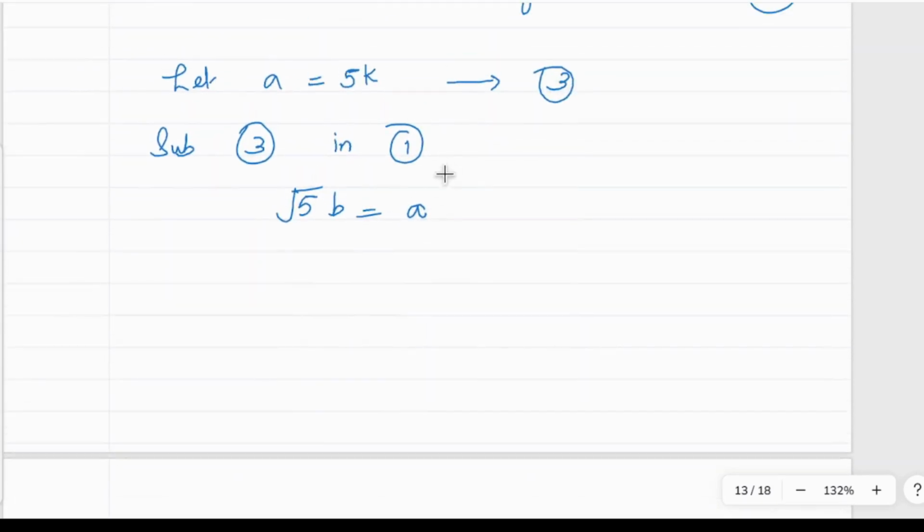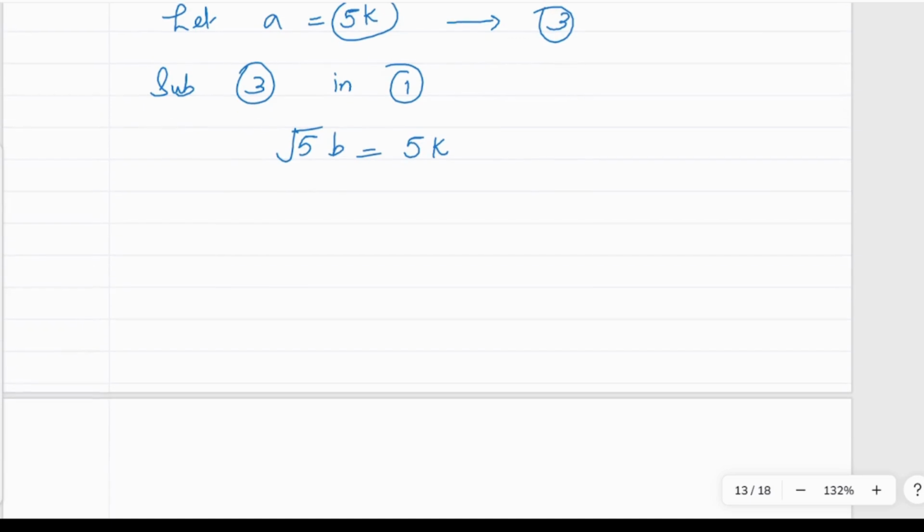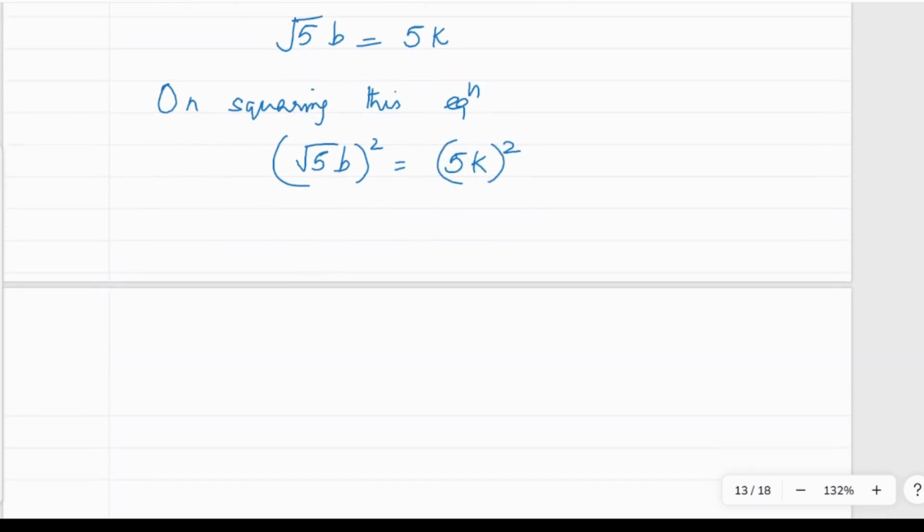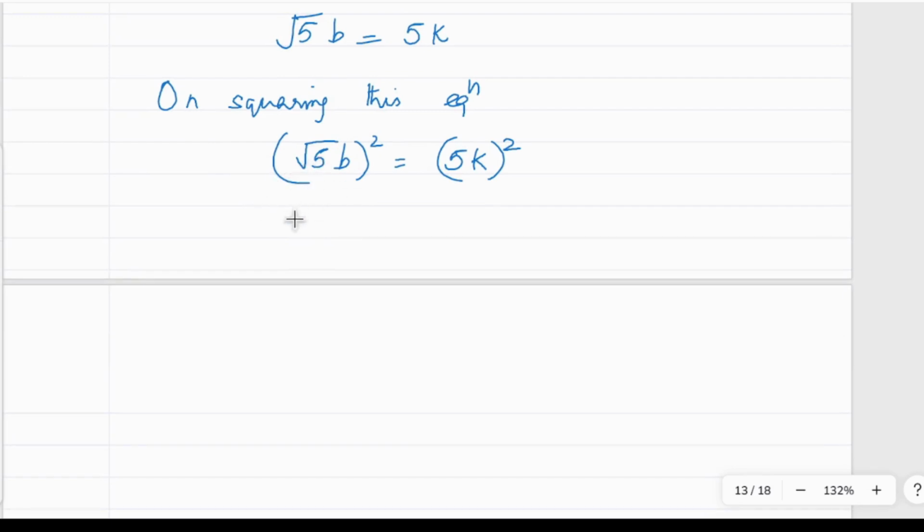In the place of this a, I will substitute the value 5k. After writing like this, I will square this equation. On squaring this equation, what will we get? Root 5 b the whole square equal to 5k the whole square. So this can be written as: root 5 into root 5 is 5, b into b is b square, which is equal to what is 5 into 5? 25k square. Correct?